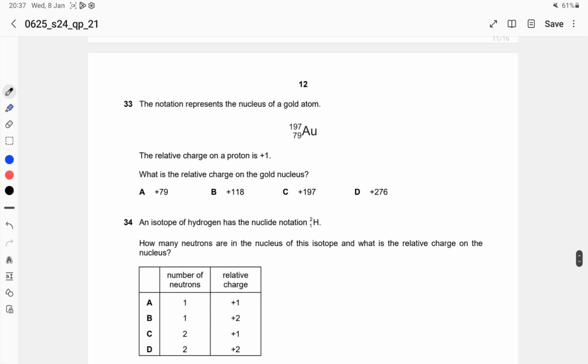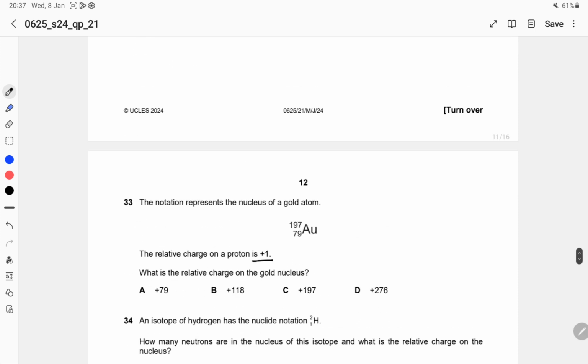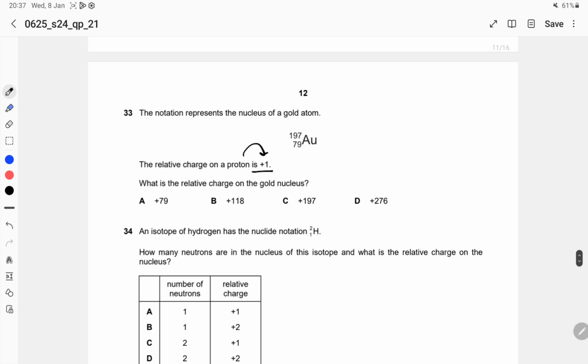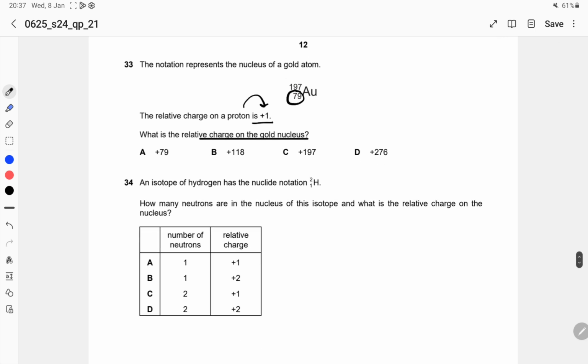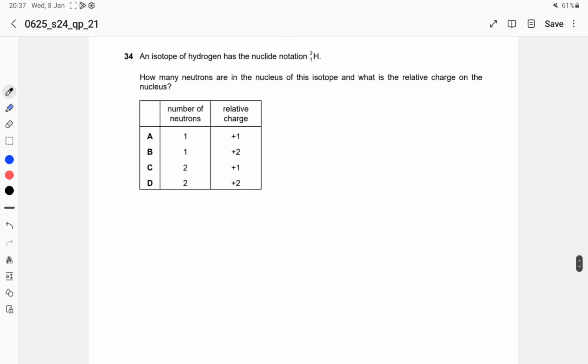Okay. 33. The notation represents the nucleus of a gold atom. The relative charge is +1. What is the charge on a proton? It is +1. What is the relative charge on the gold nucleus? If one proton has a relative charge of +1, then 79 protons will have a relative charge of... Do the calculations yourself, I'm not solving this one.